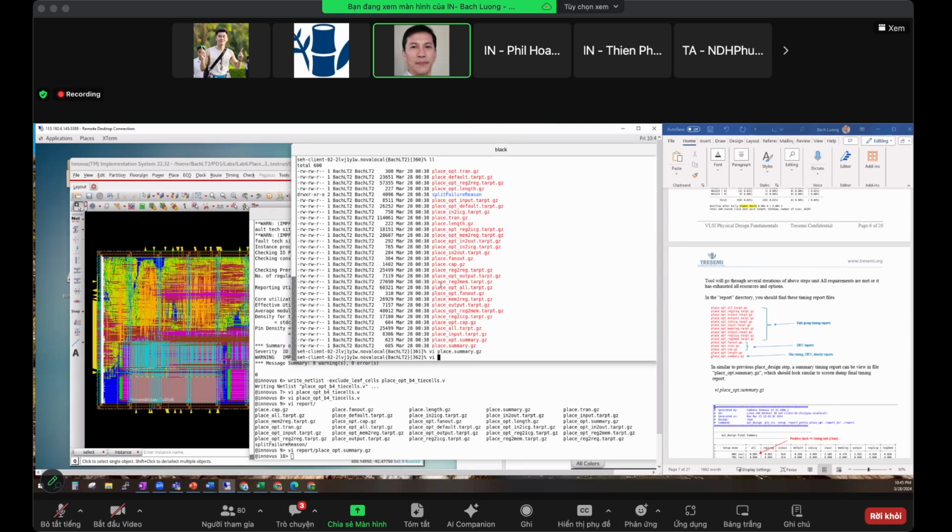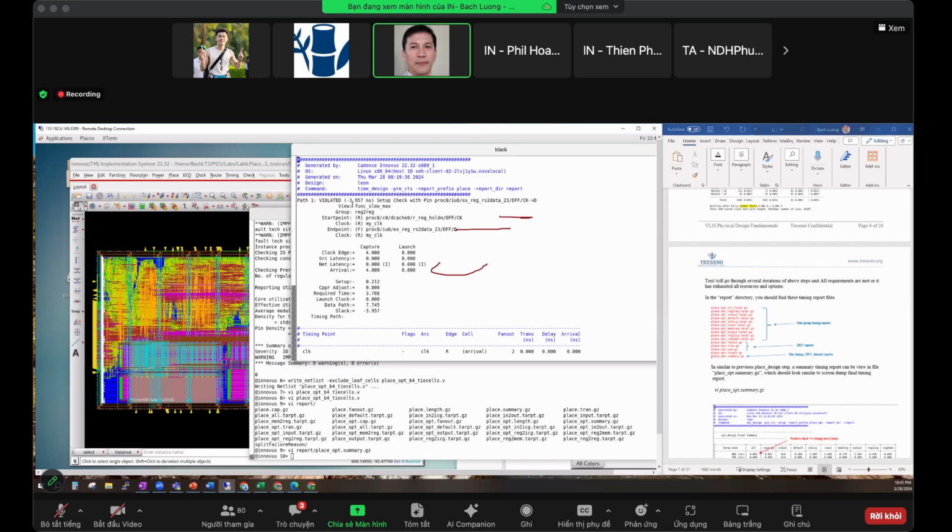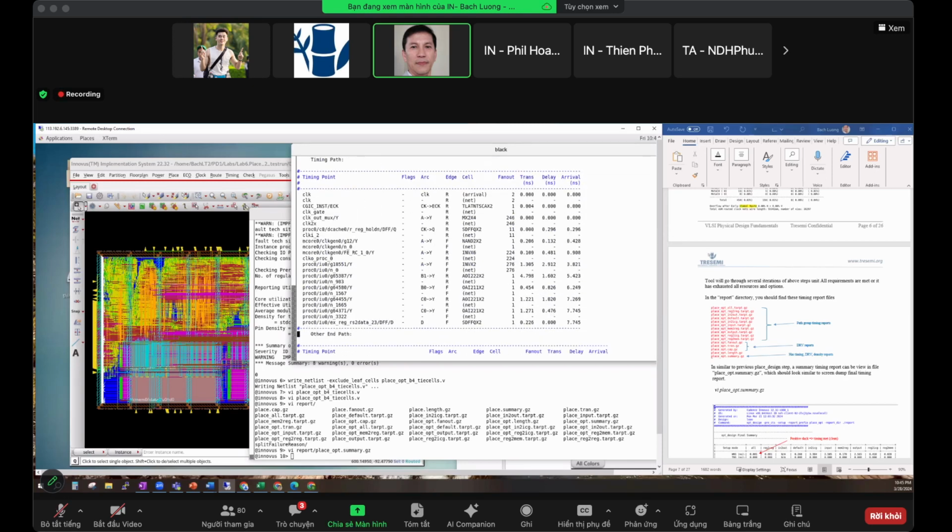The place reg to reg. Do we have it here? Where's place reg to reg? Oh, here we go. So you can see the corresponding, right? Minus 3.957, and it's a setup check. It's a reg to reg, right? And they tell you what clock, what's the clock group. In this case, you can see there's a zero delay clock. There's no clock tree in here. So this is the top summary. And then you can go down here. These are the detail timing.